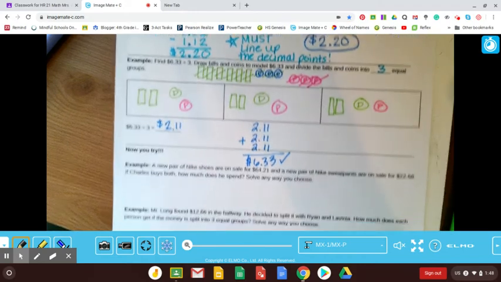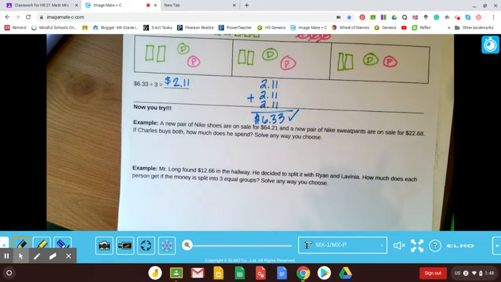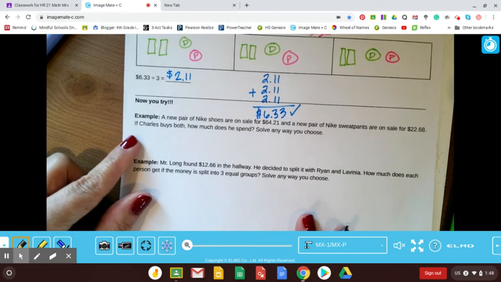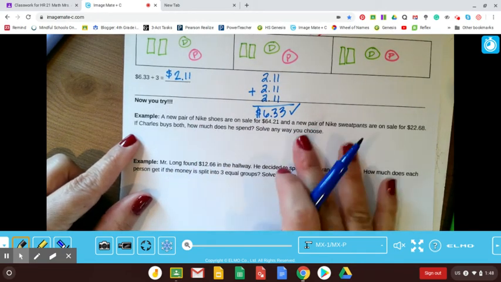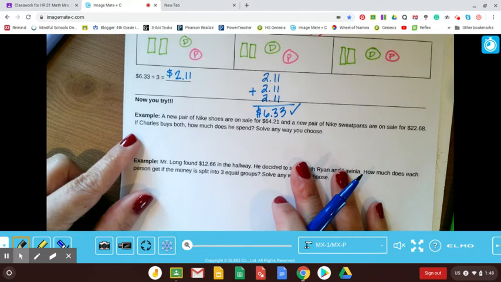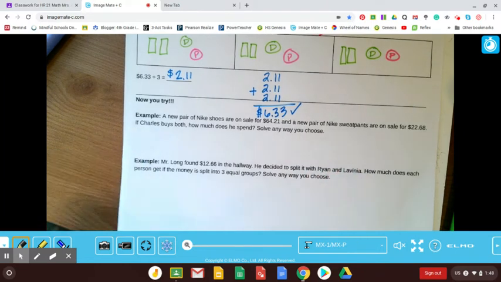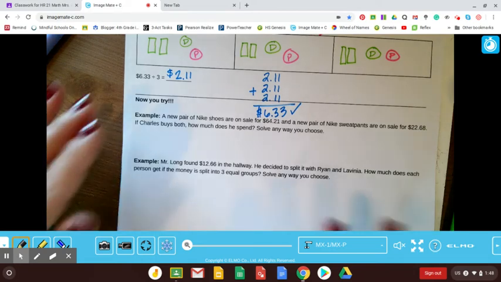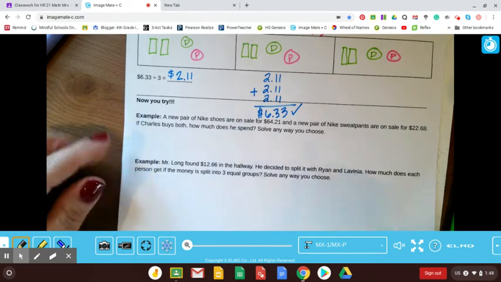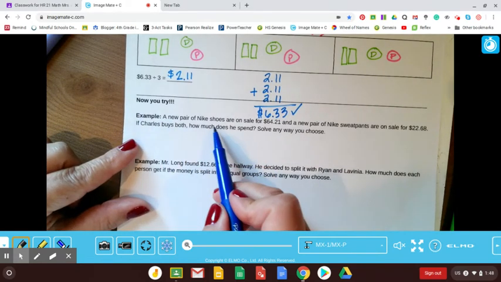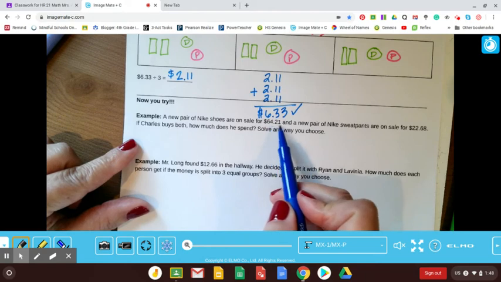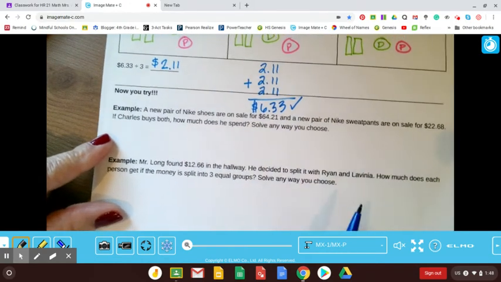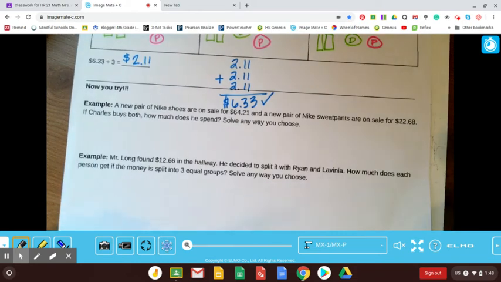All right, so this would be the part where you would now try on your own. So what I would like for you to do is pause the video to read through these 2 problems, try to solve them using any method that you would like. You can use fractions, or you can just try it with the standard algorithm. You could also try drawing it out if you would like to do that as well. But any method you would like, and then fast forward the video to see if you got the right answer. All right, here's the example. A new pair of Nike shoes are on sale for $64.21. And a new pair of Nike sweatpants are on sale for $22.68.